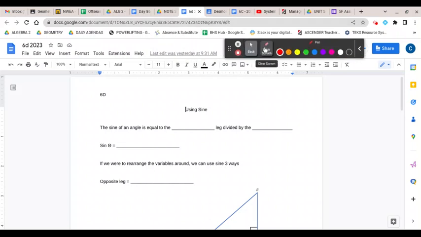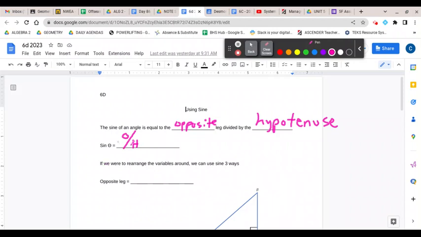Okay, here's a video for the 6D notes using sine when we have a right triangle. We went from the 6C notes. We talked about the sine of an angle. It's equal to the opposite leg divided by the hypotenuse. So the sine of theta, the sine of an angle, is equal to the O over the H.